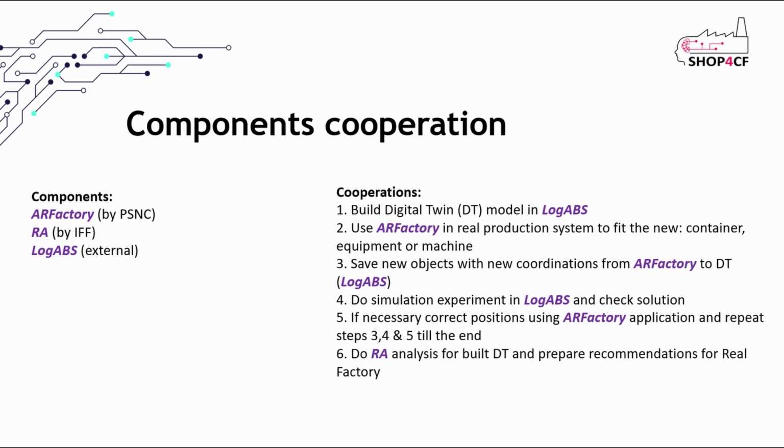The scheme of activities using components can be described in 6 steps. Step 1. Build digital twin model in LogAbs. Step 2. Use rFactory in the real production system to fit the new container, equipment or machine. Step 3. Pre-save new objects with new coordinates from rFactory to DT LogAbs. Step 4. Do simulation experiment in LogAbs and check solution. Step 5. If necessary, correct positions using the rFactory application and repeat steps 3, 4, 5 till the end. Step 6. Do RAI analysis for built DT and prepare recommendations for real factory.